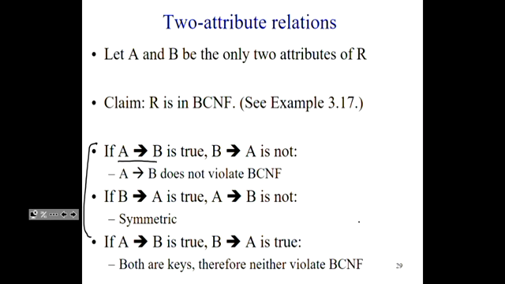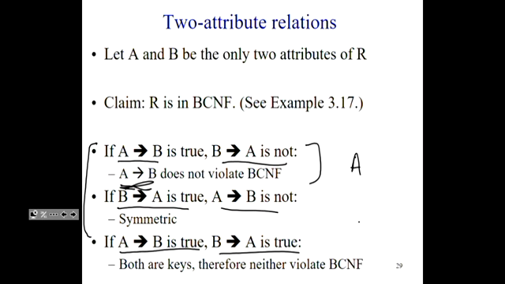The three other cases are: A implies B is true but B implies A is not; B implies A is true but A implies B is not; and A implies B is true and B implies A is true. So these are the three cases that we need to consider. For the first case, A implies B does not violate BCNF because A is a superkey for this relation, right? Because A implies B, therefore A implies all of the attributes of the relation. And therefore A implies B does not violate BCNF. The case of B implies A is symmetric.